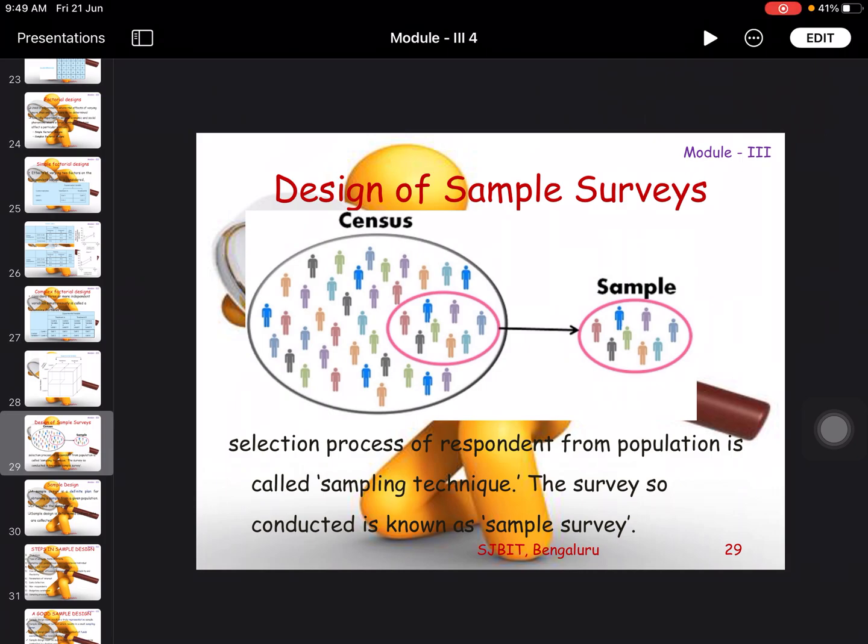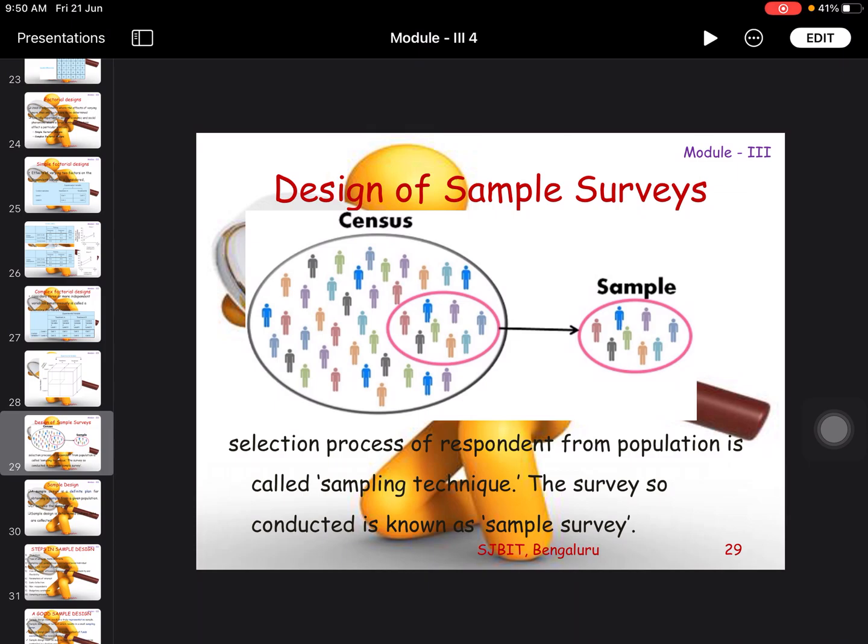The design of sample surveys. Let us study some of the examples. When a census is conducted, it is from a population, a huge community, where numbers have been counted, and a sampling technique has been chosen to select only a particular set of people, a particular group or a particular number of people. So that forms the sampling technique.